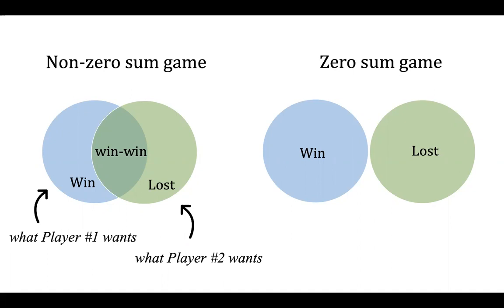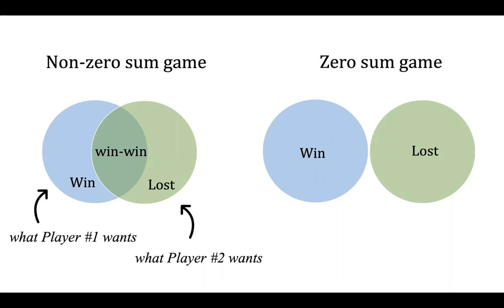And this slide is a simple illustration of what the zero-sum game is. So you can imagine that there is a game with 2 players, player number 1 and player number 2. And these blue and green circles represent the event space for players 1 and 2. So they represent the objectives or the goals of each player.